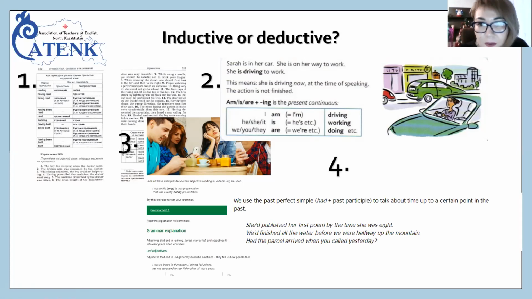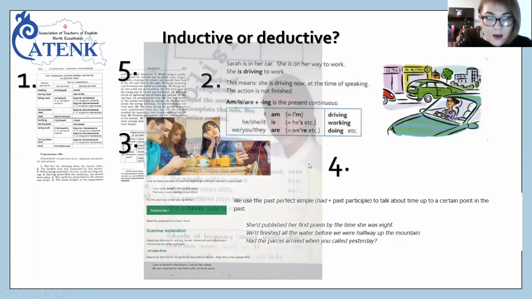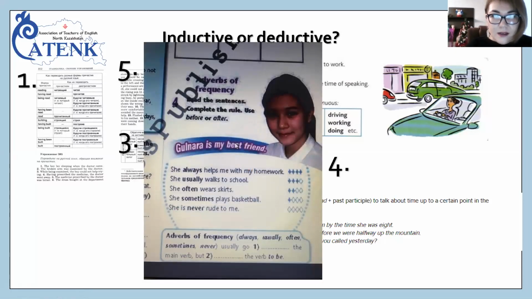Yes, also picture visualizing. And let's look at, I think, the last example here. Is it inductive or deductive? Just type in the chat box maybe. Okay, deductive, yes, I agree, because we can see here just presenting grammar without any context. Oh, okay, we have number 5 here. Let's look at this one. Number 5, the last one. Is it an inductive or deductive way to present grammar?